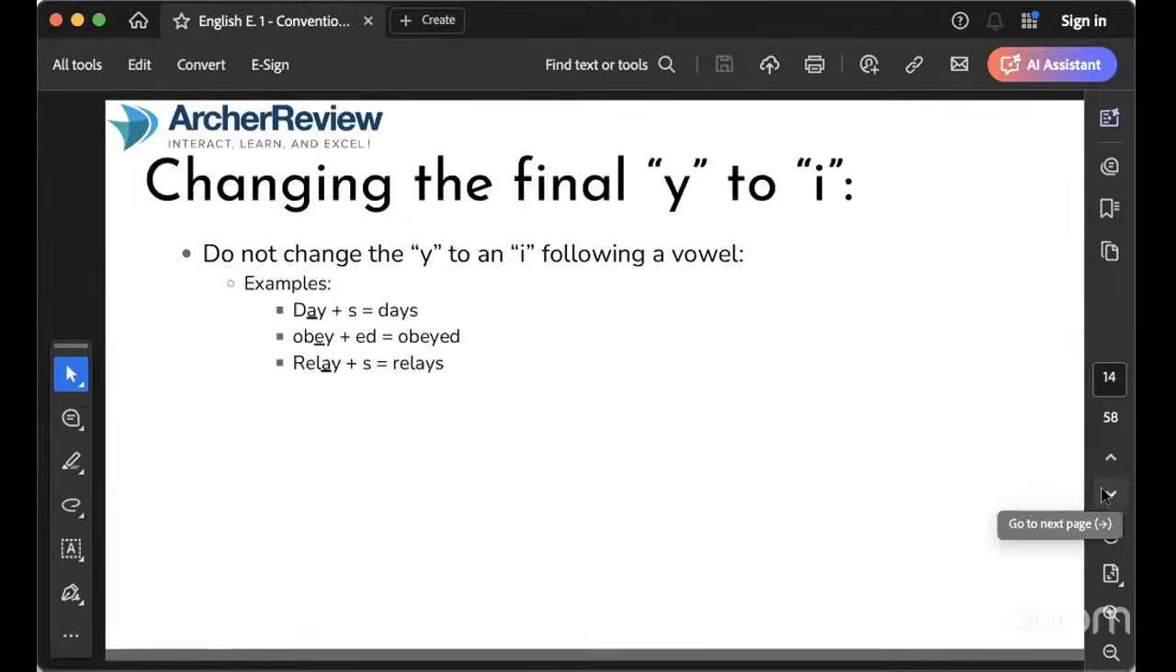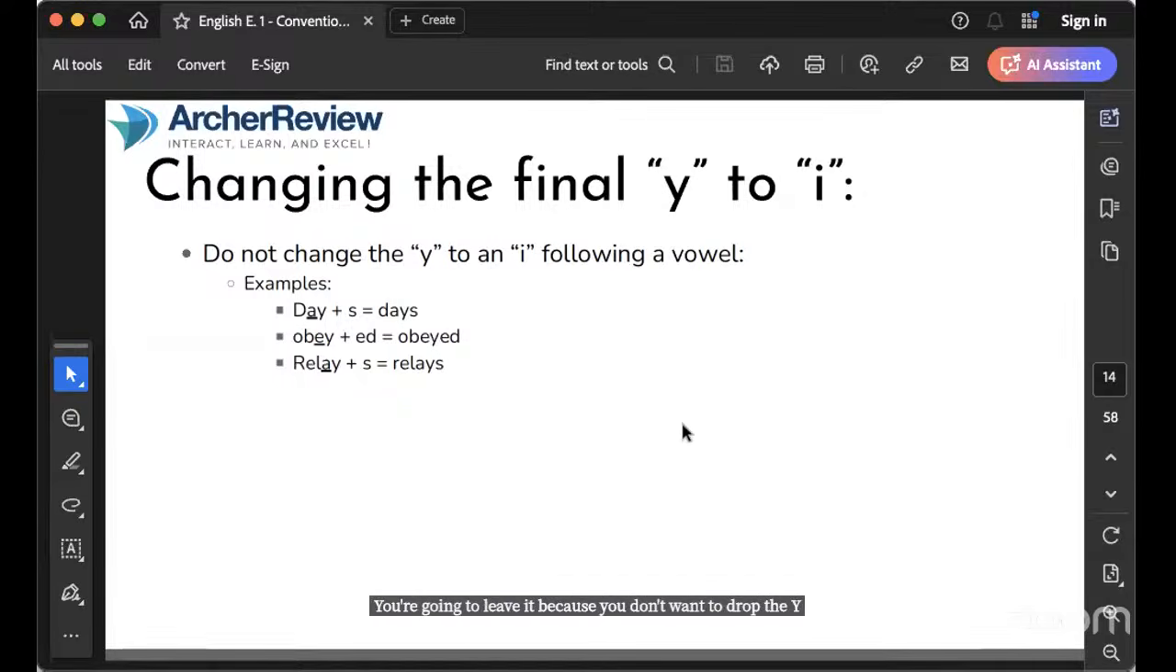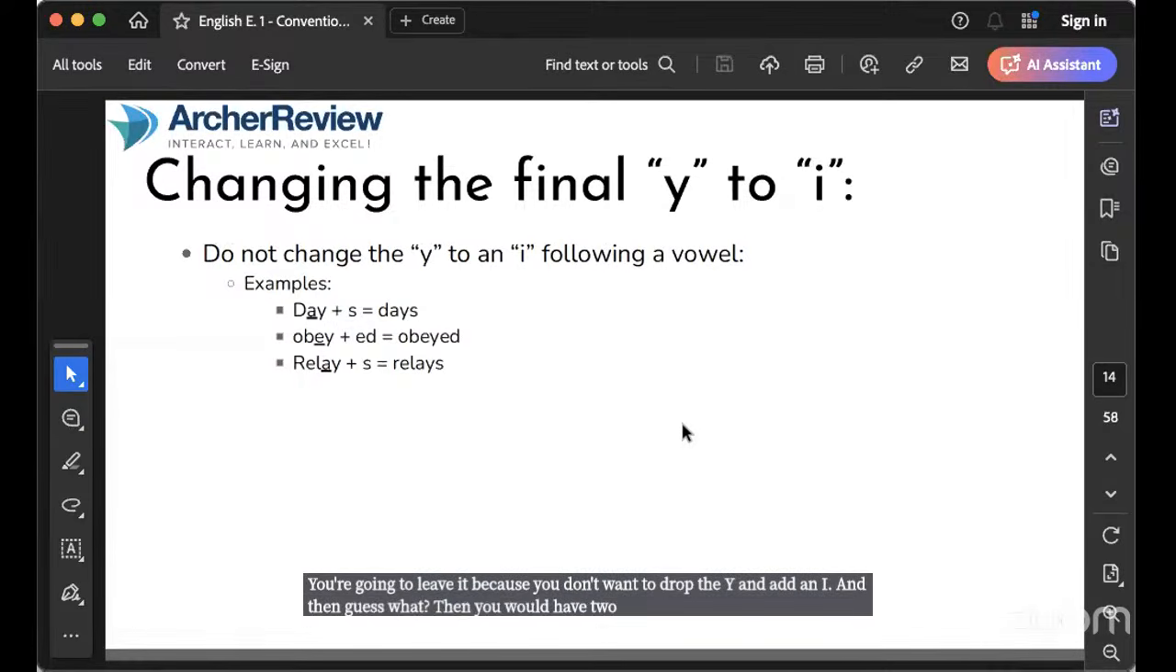Now, if the Y has a vowel in front of it, so for example with day, D-A-Y, right in front of that Y it has a vowel, A. When you have a vowel, you're not going to drop off the Y. You're going to leave it because you don't want to drop the Y and add an I, and then guess what? Then you would have two vowels side by side.